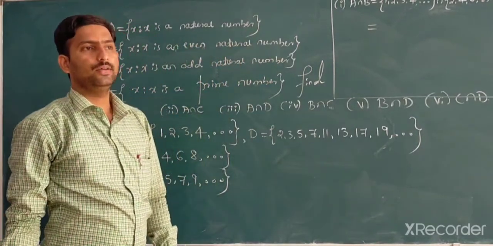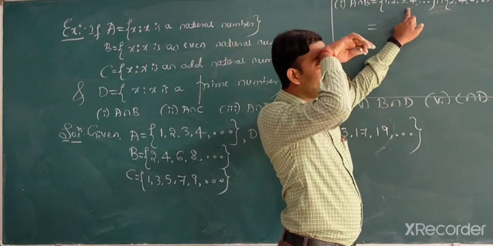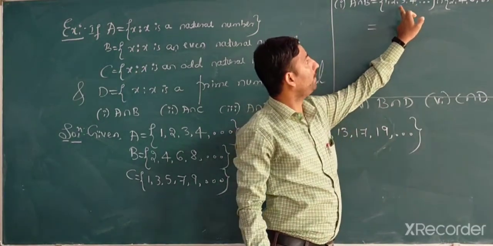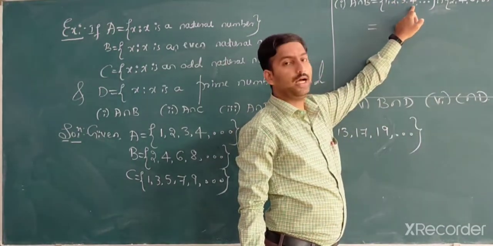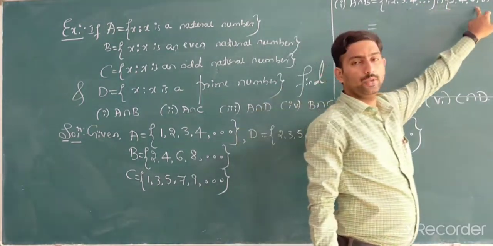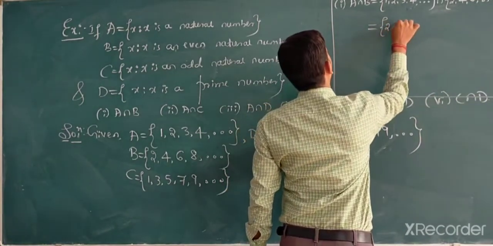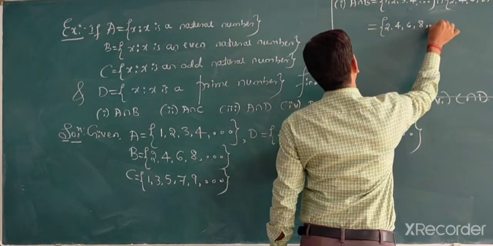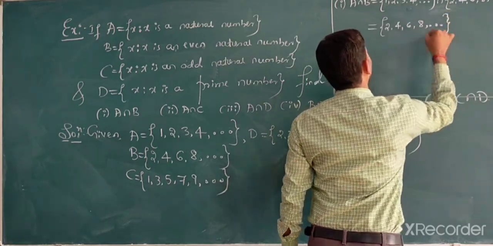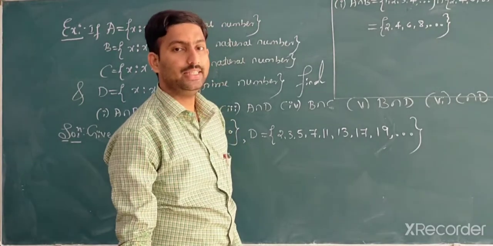2, 4, 6, 8. What is common between 1, 2, 3, 4 and 2, 4, 6, 8? After that, the upcoming element is 5. Will 5 be there? No. Therefore, what is the limit? You write it as 2, 4, 6, 8 like that. Correct? You can't write 1.